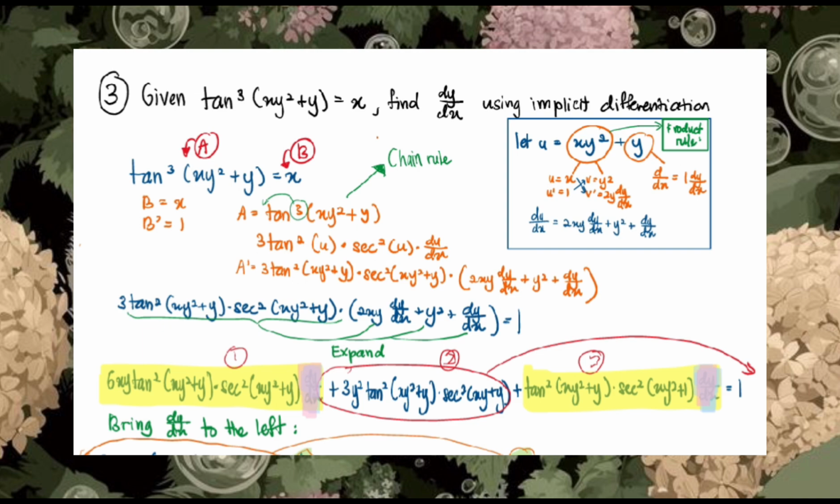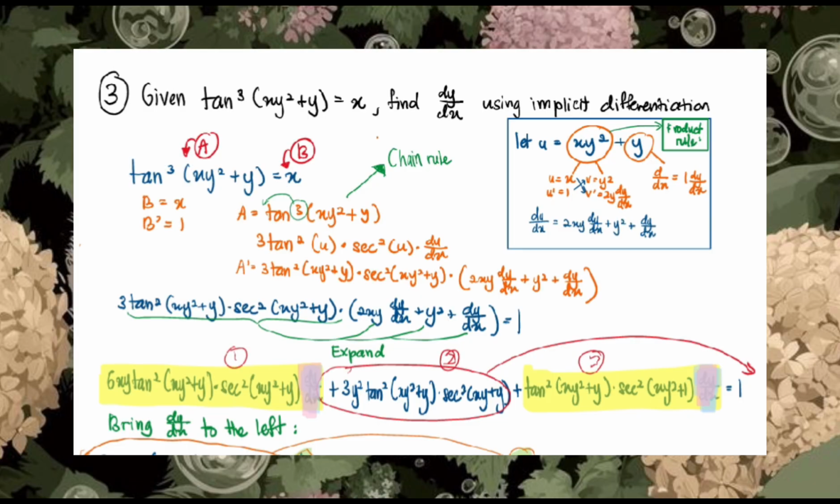The derivative of tan cubed u is 3 tan squared u secant squared u. Then I multiply by the derivative of the inside function, where u equals xy squared plus y. To differentiate u, for the term xy squared I use the product rule because it consists of two functions multiplied together, which are x and y squared.